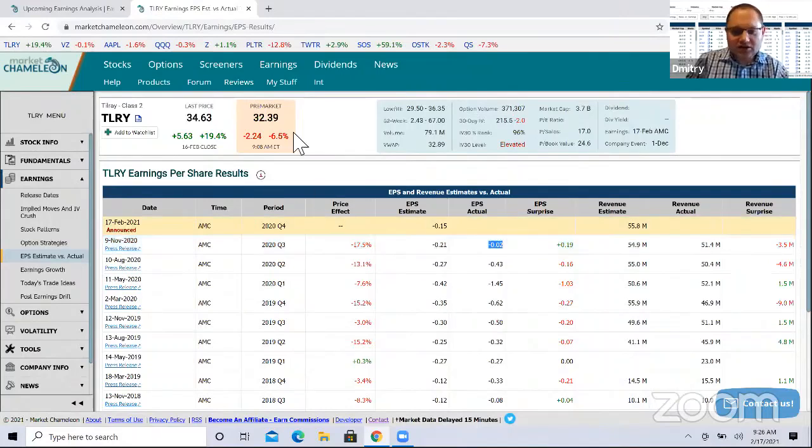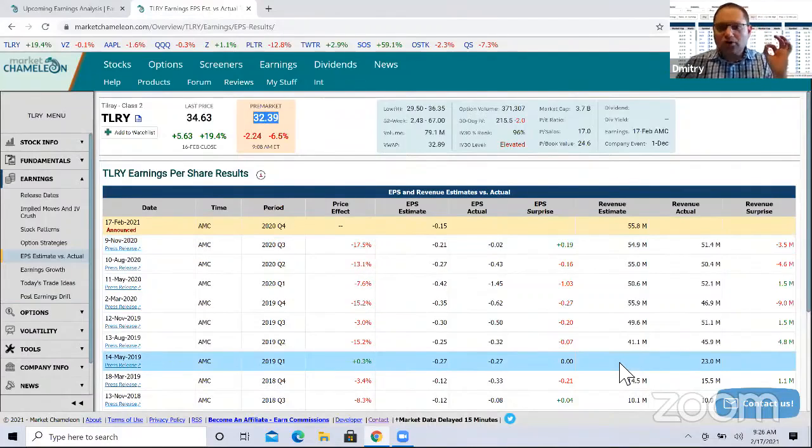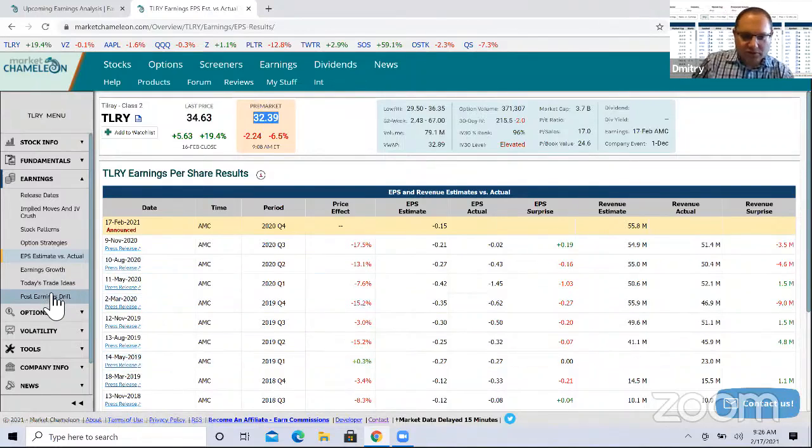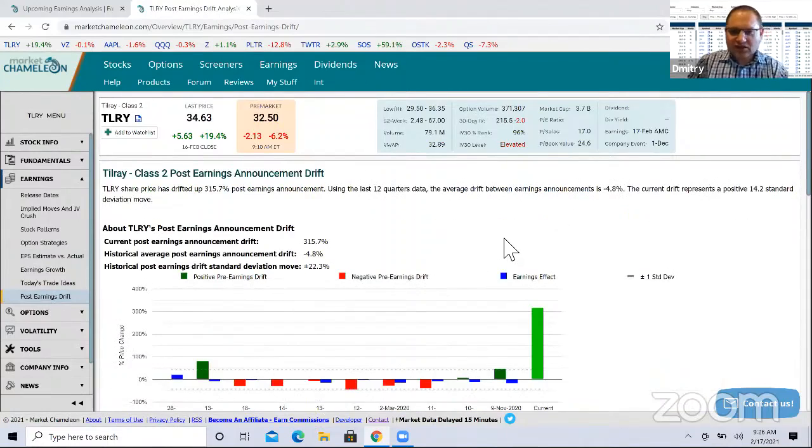So let's take a look at what TLRY did since its last reported earnings, just to get a sense of whether people are pricing in an optimistic or pessimistic view heading into earnings. So I'm going to go here to post earnings drift. Before we look at this, this is what it's doing. When the stock reports earnings, the traders get to see the numbers. They put those numbers into their models, listen to what the management's saying, fix their expectations, and reprice it. So that day, usually it'll reprice based on the new news.